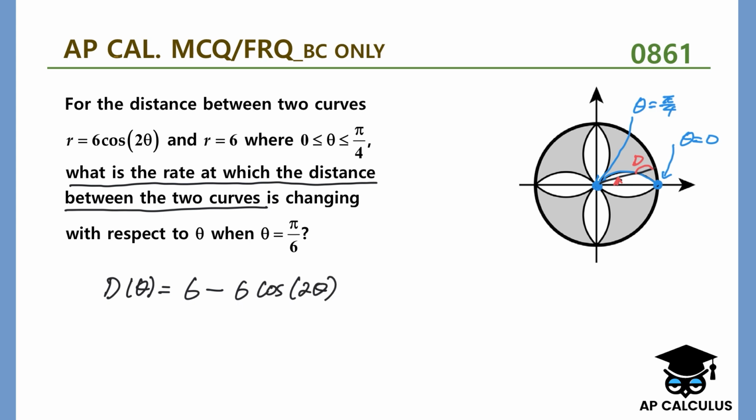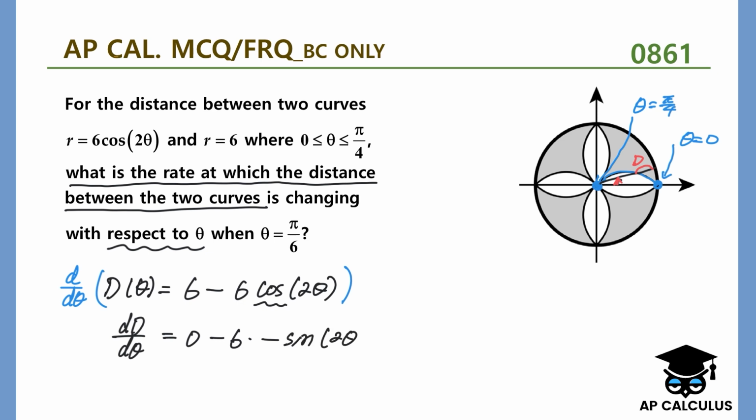And the question is, what is the rate with respect to theta when theta is equal to pi over 6? So we're going to have to differentiate this polar equation with respect to theta. All right? So dd over d theta is equal to the derivative of 6, that's a 0. We have a minus 6. The derivative of cosine is negative sine 2 theta times the derivative of 2 theta, 2, right? So if we simplify this, that's going to be positive 12 sine 2 theta.